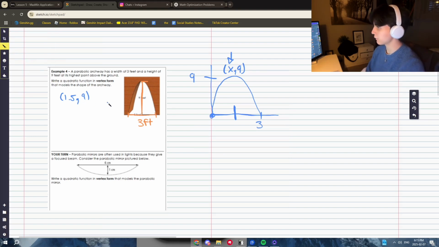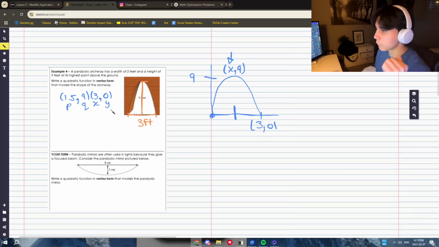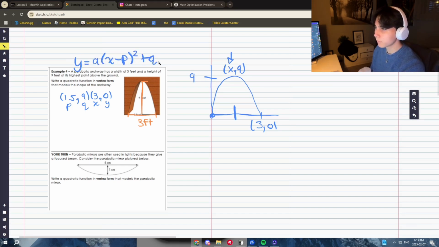The way we do that is going to be similar to the last one. We're given the point 3, 0. So I'm going to write that down. And this is going to be P, this is going to be Q, this is going to be X, and this is going to be Y. Effectively what we're doing here is we're going to solve for A again. So we have y equals a(x minus p) squared plus q. And all you have to do is just replace your givens.